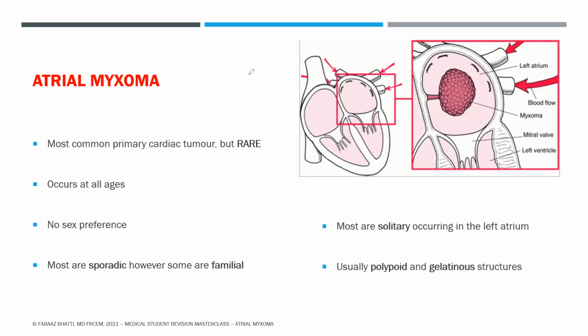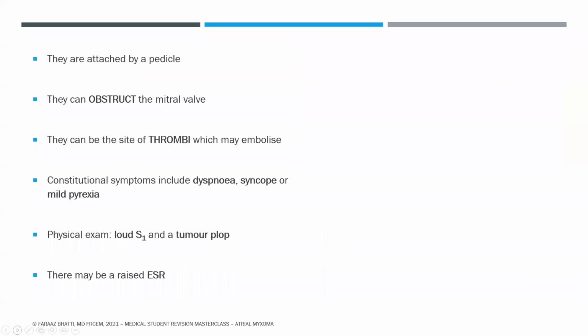And usually they're solitary, occurring in the left atrium, as you can see in this picture here. So they occur in the left atrium, and as you can see there's a mass there with a peduncle. They're usually polypoid and gelatinous structures. So you saw in the previous slide, they're attached by a pedicle.